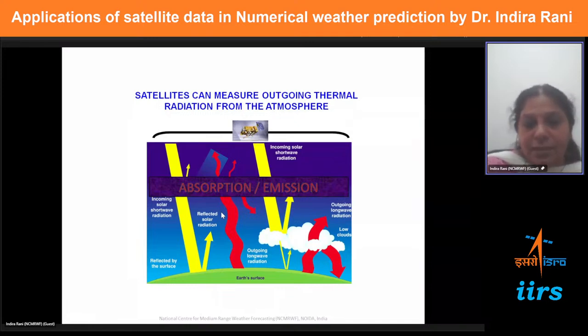I think in the previous lecture, sir might have told all this information, what are the different properties, the absorption, emission, scattering, what is happening in the atmosphere, and depending on the absorption, emission, or scattering, what properties we can measure. Those things I think it might have covered.